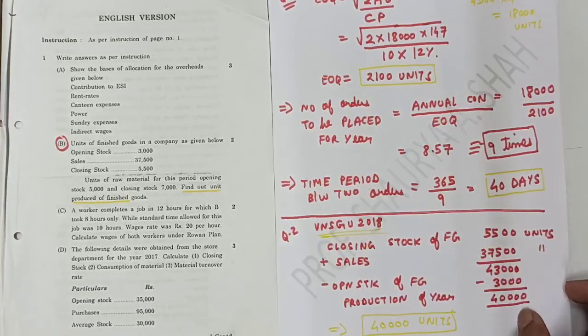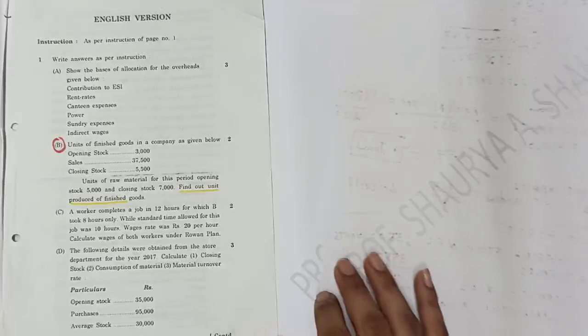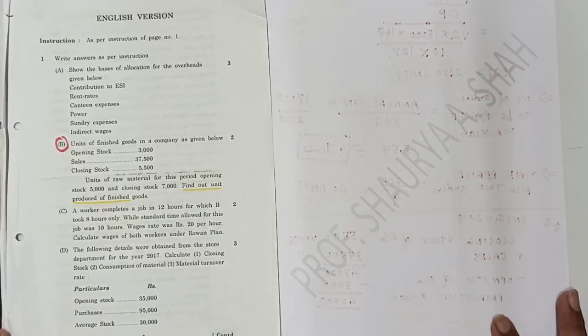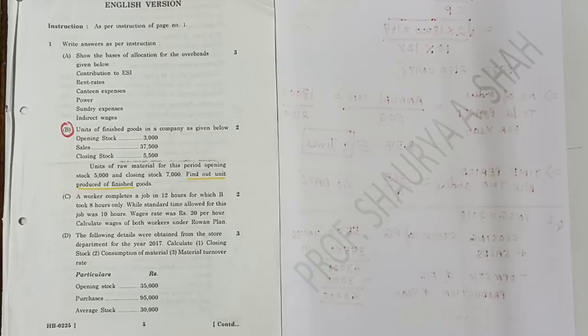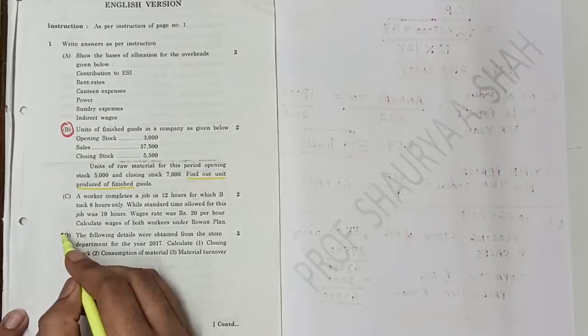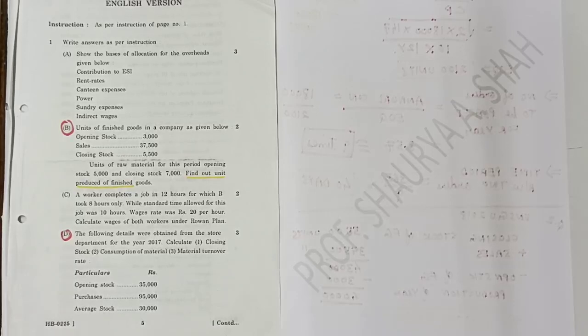Fine, moving on, we'll be starting with the next sum, that is your third sum. The third sum is similar to the sum which we did just now, right? Again, what is it all about? We'll be studying. The following details were obtained from the store department for the year 2017. Calculate closing stock, consumption of material, and material turnover rate, right? Similar to what we did just now. In your paper, they have given 3 things: opening stock, purchases, and average stock. They have also asked 3 things: closing stock, consumption of material, and material turnover rate.